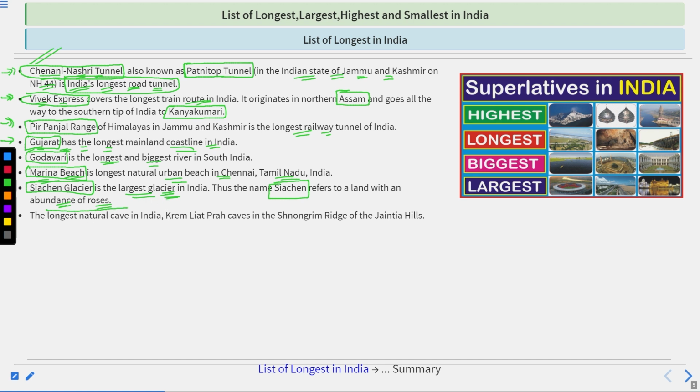The longest natural cave in India is Krem Liat Prah. Krem Liat Prah is the longest cave, which lies in the Shnongrim ridge of the Jaintia Hills. That lies in Mizoram. Sorry, Meghalaya, not Mizoram, Meghalaya. Okay, and it is one of the only caves in the world that is open for human activities. Okay, humans are allowed to visit this cave.